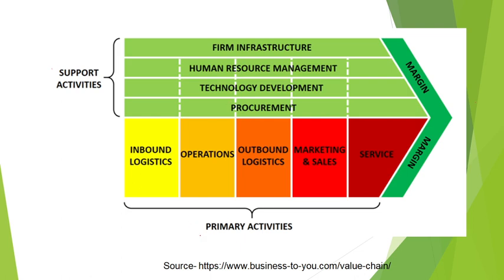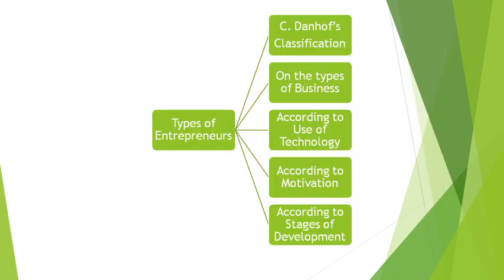Here you can see primary activities and support activities. What are the primary activities? Inbound logistics, operations, outbound logistics, marketing and sales, and service. The support activities are procurement, human resource management, technology development, and firm infrastructure, and that will create a margin for a particular company.